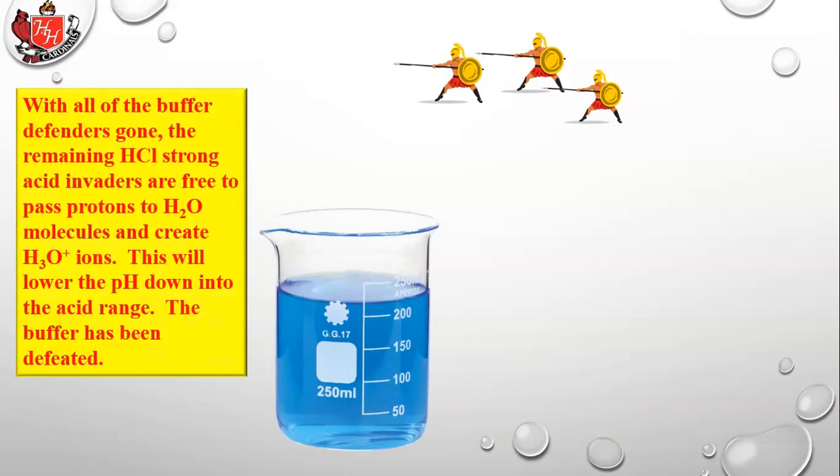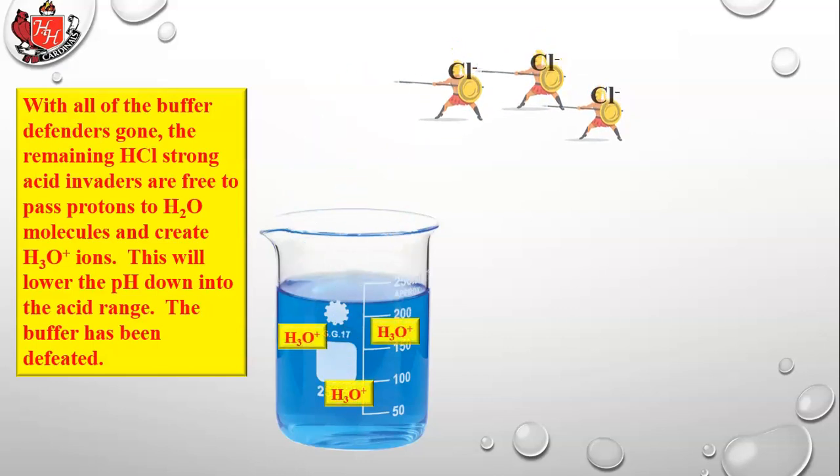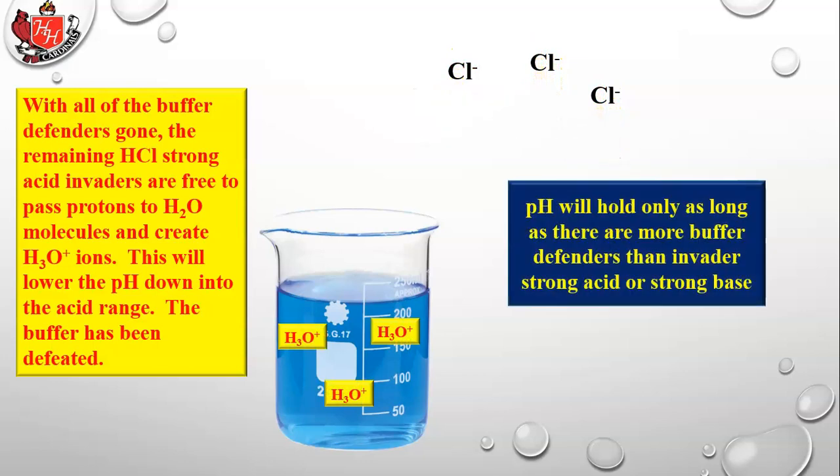With all the buffer defenders gone, the remaining HCl strong acid invaders are free to pass protons to water molecules and create hydronium ions. This will lower the pH down into the acid range. The buffer has been defeated. And there they go. So now you have hydronium ions, which are the characteristic of an acid. pH will hold only as long as there are more buffer defenders than invader strong acid or strong base.